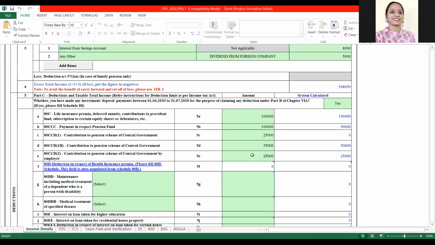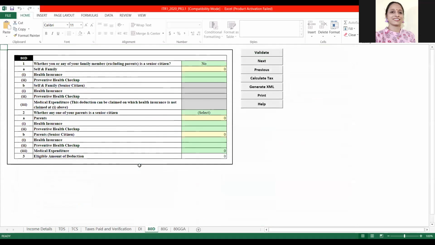Okay. Now coming to the section 80D, it is Mediclaim. We all know Mediclaim, very important part of life today in the present scenario. Say for example, whether you or any of your family members, excluding parents, is a senior citizen. So I will select no. Okay. Then health insurance. Say for example, I have 20,000 of health insurance, and I have preventive health checkup.